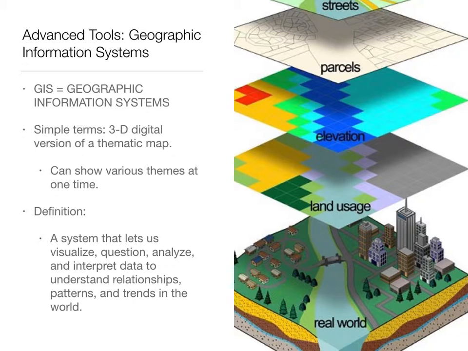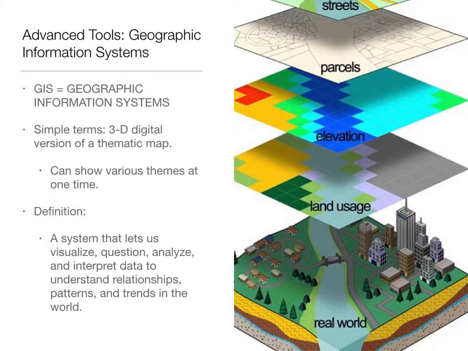GIS, or Geographic Information Systems, is our next advanced tool. In very simple terms, the way you can best remember it is that it's a 3D thematic map. If you remember from a few slides ago what a thematic map is, it's a map that has a theme to it, or shows you various activities happening in an area.